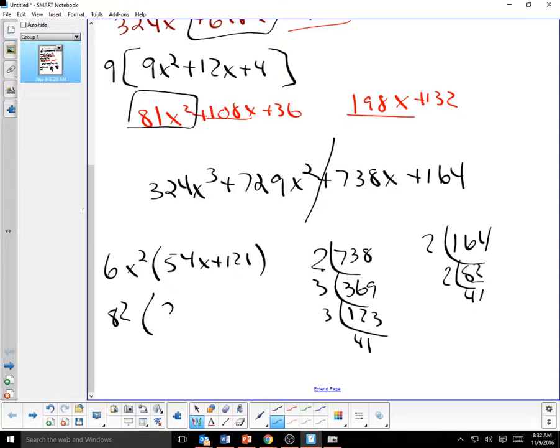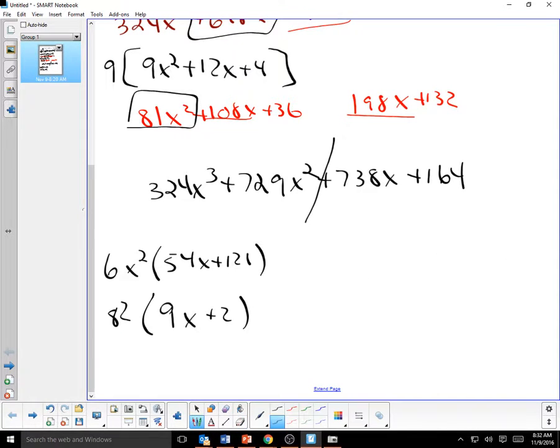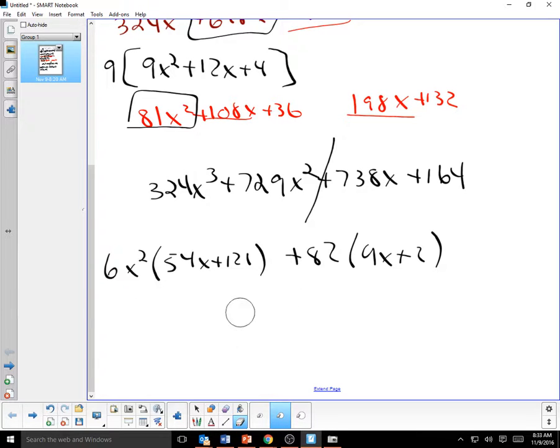I took this, so they have 9x. That's not working either. Plus 2. Is that 82? Right there. No, that's 82. Oh. That's what we factored out. So let me get rid of this. So this is plus 82 times 9x plus 2. Man. That's not going to work. And this is factored correctly?